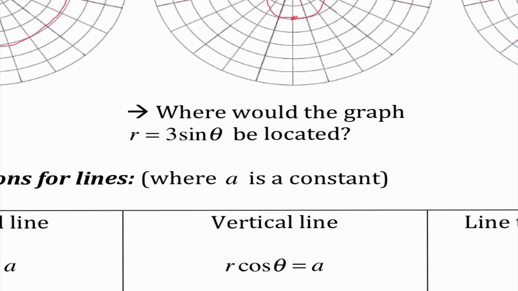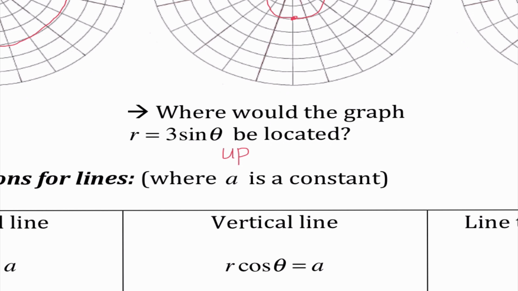Okay, so just a quick question. Where would the graph of r equals 3 sine theta be located? And this would be located up. This would be a top graph because we know sine is y and it's positive. Okay, so hopefully that gives us a good idea about what to do on circles.